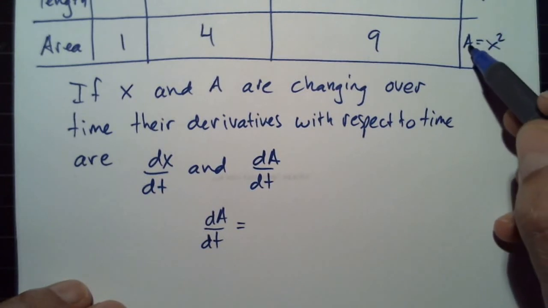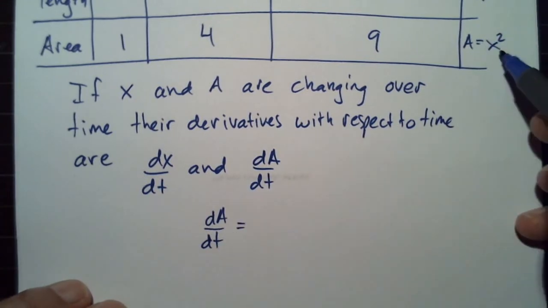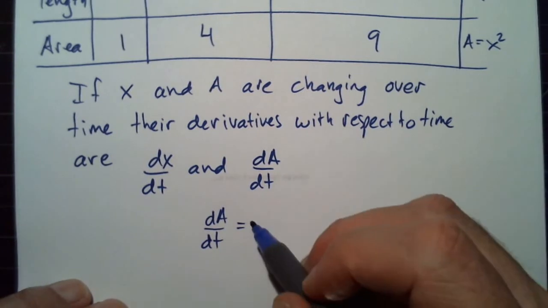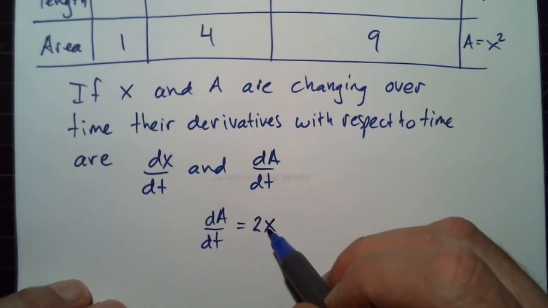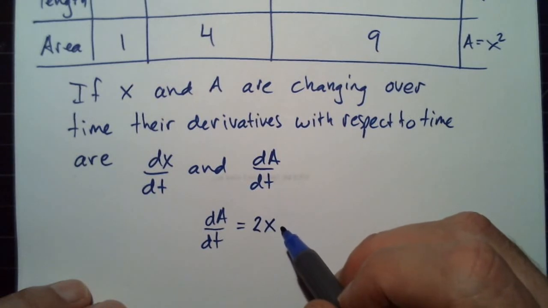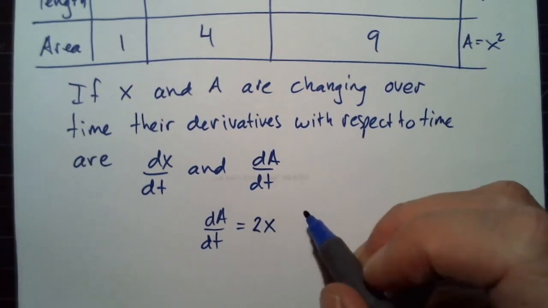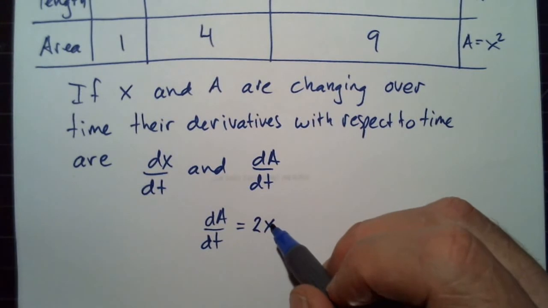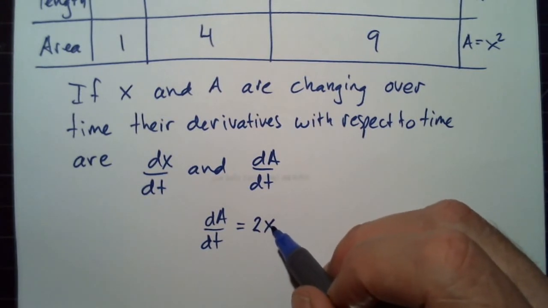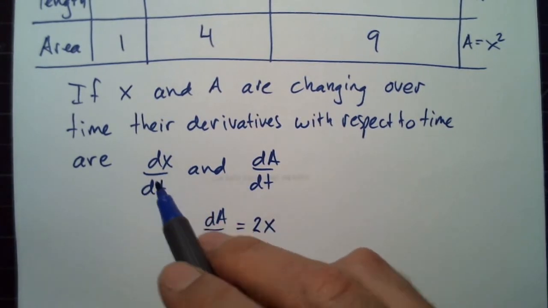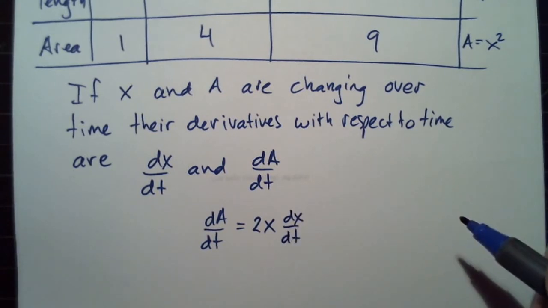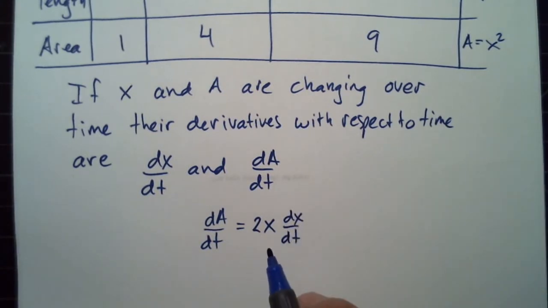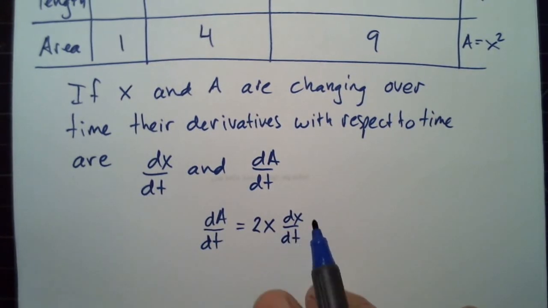So the derivative of A is dA/dt, and the derivative of x squared is 2x, but x is not just a variable, it's a function of time, so we have to use the chain rule or implicit differentiation, and we'll say that the derivative of x is dx/dt. So just like we do with implicit differentiation, when we have a variable, we multiply by its derivative.